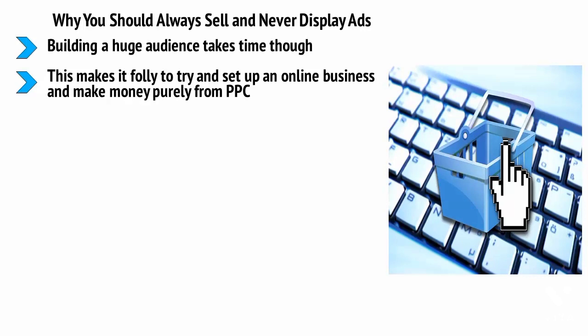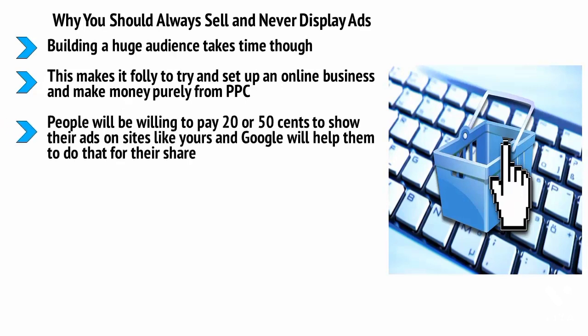Google AdSense is just like AdWords, except it goes onto websites like yours. People will be willing to pay 20 or 50 cents to show their ads on sites like yours, and Google will help them do that for their share. You might get 10 cents for each click, or you might even get 1 cent or 0.01 cent in some cases. And what's more is that for every 1,000 people who land on your site, you can realistically expect to get 1 to 5 clicks. The point is that it will take you a long time to reach a point where you can make a living from this kind of business model alone.